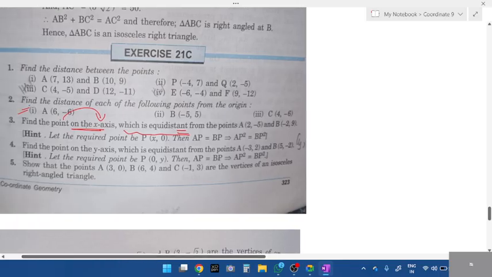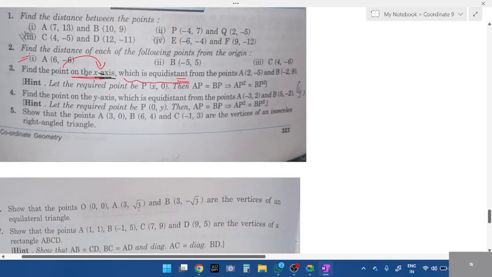See, that is what they have given. Let the required point be x comma 0. You should know the concept. You can't just take the values like that. The reason is that it is mentioned on the x-axis, so it is x comma 0. Next, this is the formula I told you: AP the whole square is equal to PB the whole square.